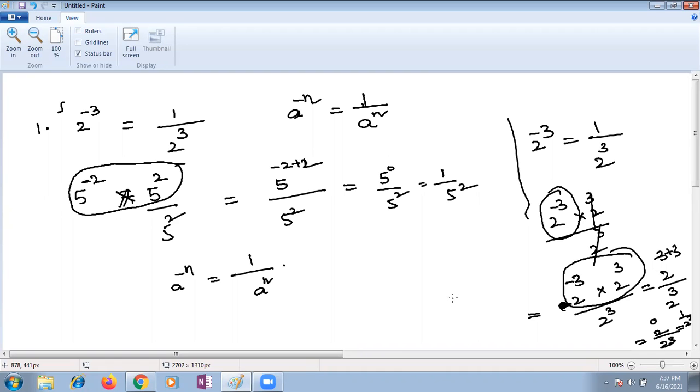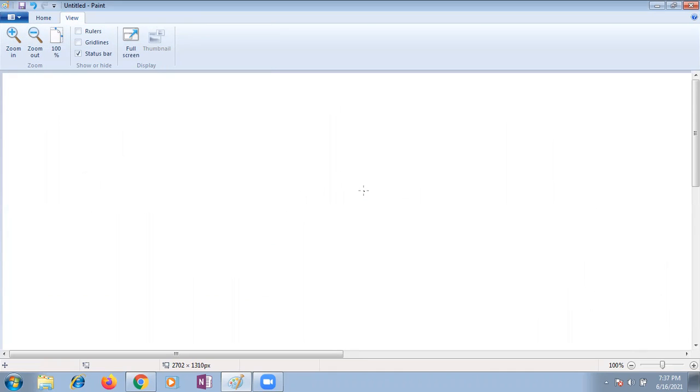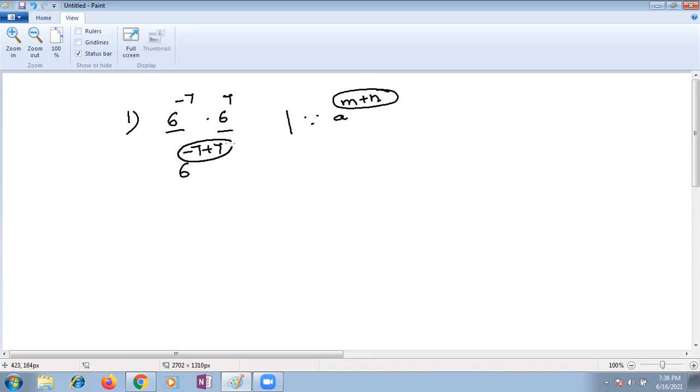I have a doubt in one question. Shall I tell it? Yes, please. 6 power minus 7 and 6 power 7. Yeah, I know this. Since here the bases are the same, what should we do? We should do multiplication, so we can add up the exponents. Minus 7 plus 7 becomes? 6 power 0.